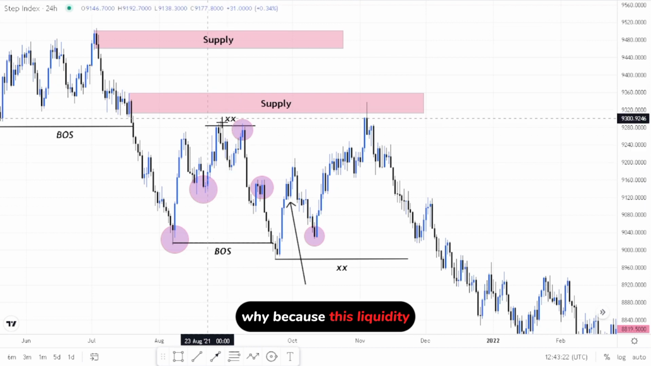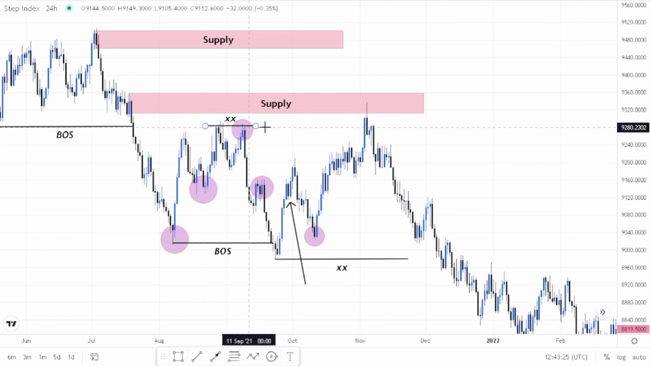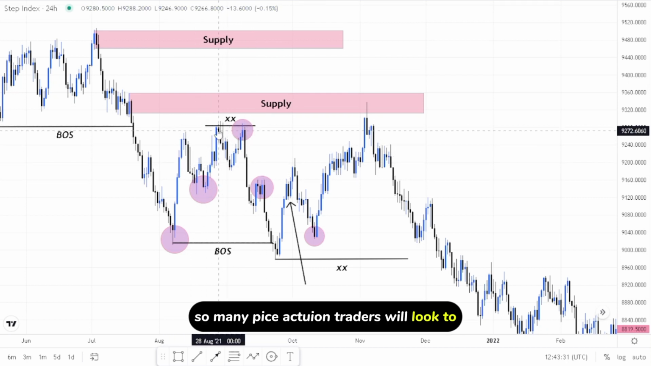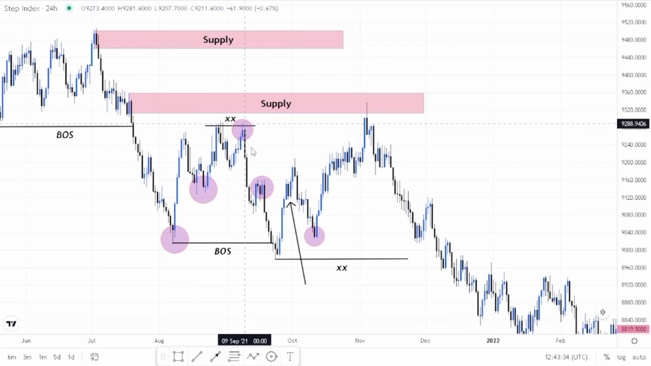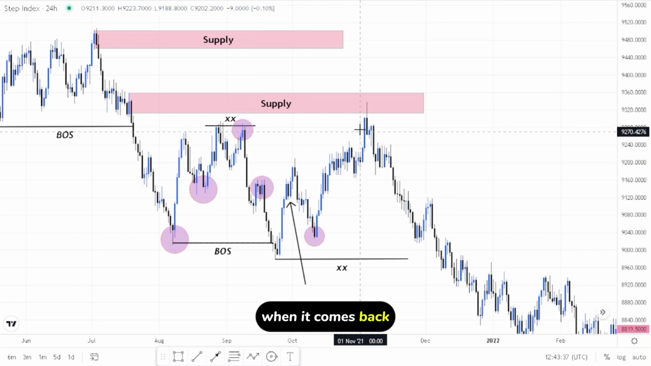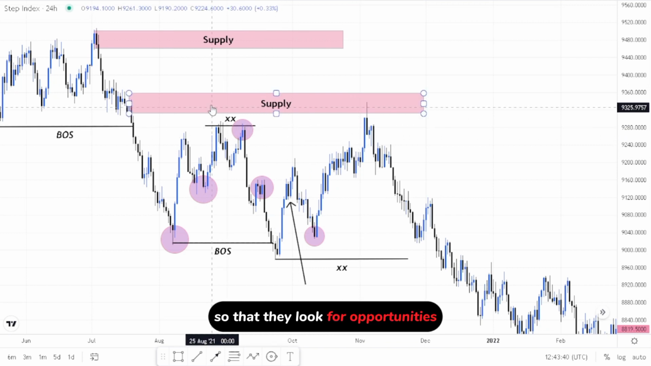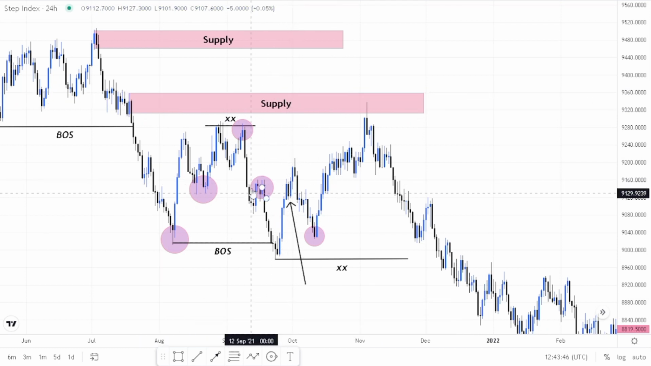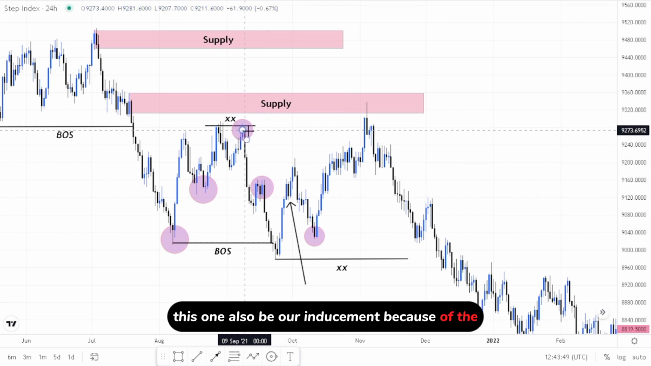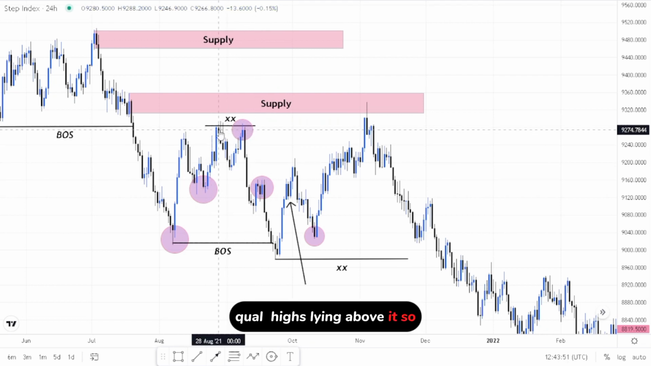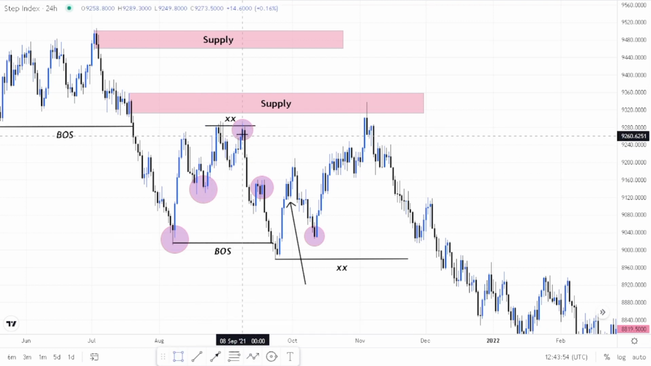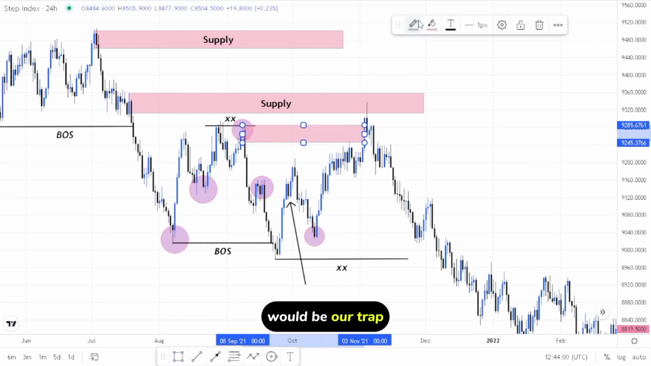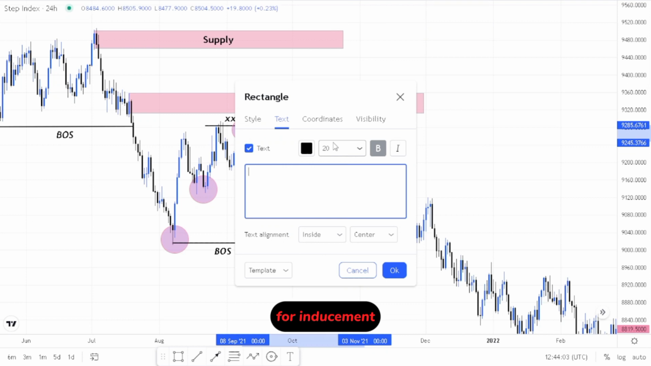Why? Because this liquidity lying on this area, because they're equal highs. So many price action traders will look to take it as a double top and look for selling opportunities. When it comes back, they'll say it's a triple top so that they look for sell opportunities, but they'll be forgetting that this supply has not yet been mitigated. So this one will be our inducement. This one also be our inducement because of the equal highs lying above it. So this supply zone would be our trap or inducement.